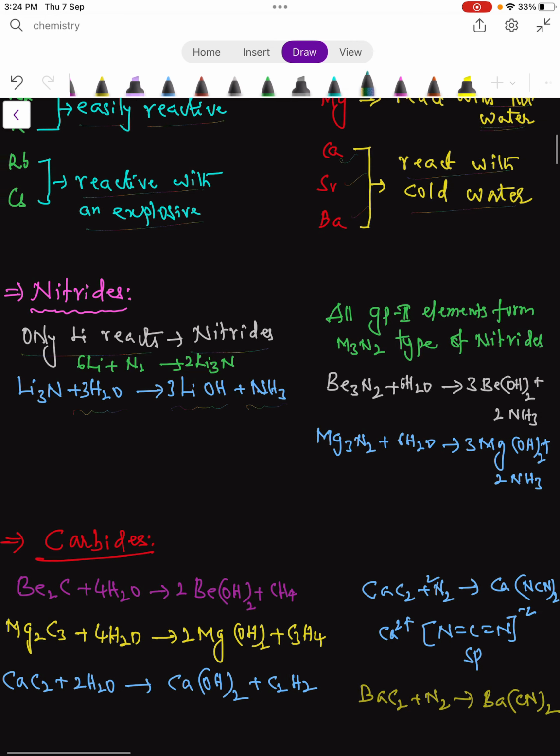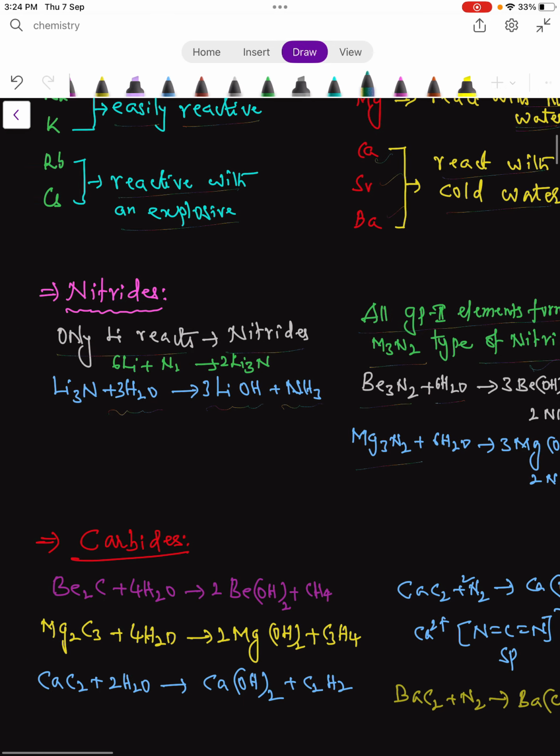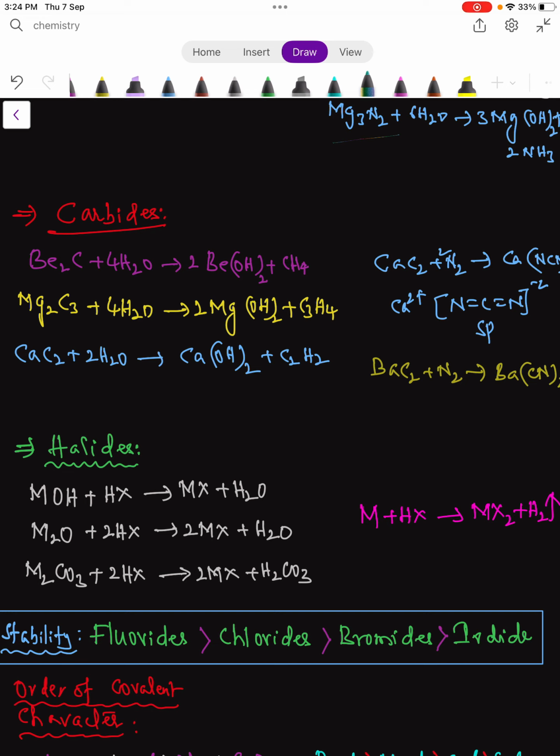But coming to the 2A group elements, all the group 2 elements form M3N2 type of nitrides. Here I have given beryllium nitride, magnesium nitride, are formed easily and they can dissolve in water and form their respective hydroxides. So 1A group and 2A group elements will react with carbon and form carbides. So carbides of 1A group elements dissolve in water, forming hydroxides. So beryllium carbide gives beryllium hydroxide, magnesium carbide gives magnesium hydroxide, calcium carbide gives calcium hydroxide.